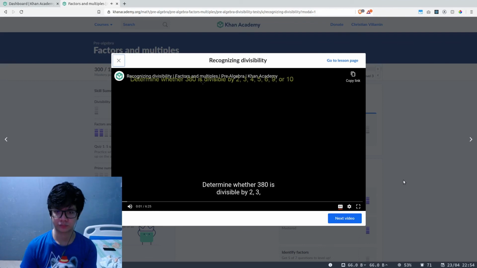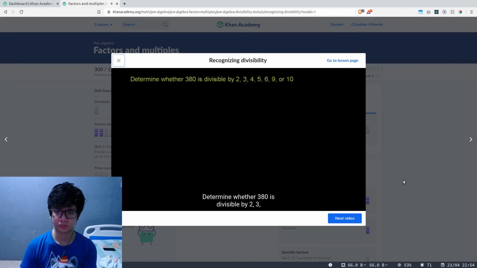Determine whether 380 is divisible by 2, 3, 4, 5, 6, 9, or 10. They skipped 7 and 8, so we don't have to worry about those. So let's think about 2. So are we divisible by 2? Let me write the 2 here.